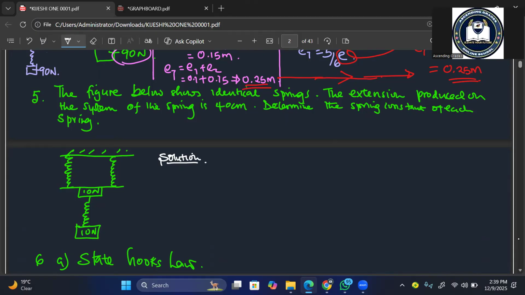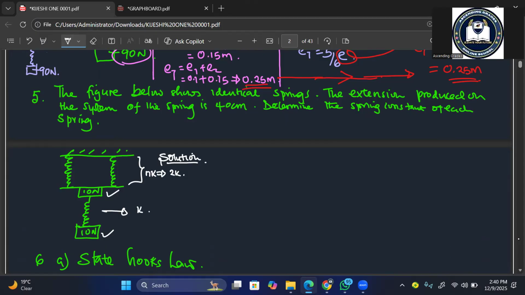So the total extension is 40. And you can see we are having two weights here. So we take the upper part. We have two springs and they are in parallel. So we expect them to have a combined spring constant of Nk. And in this case, it will be 2K. Then this one will have a spring constant of K.